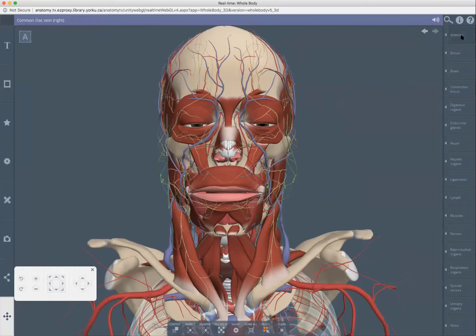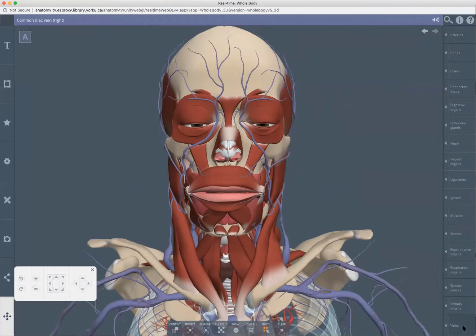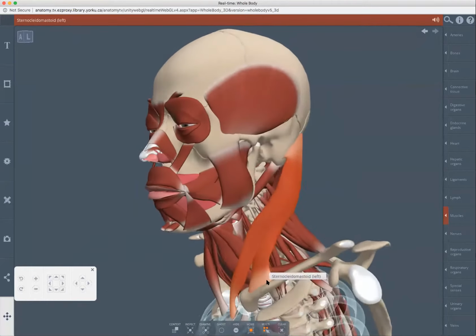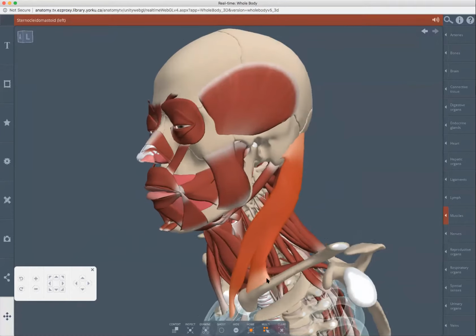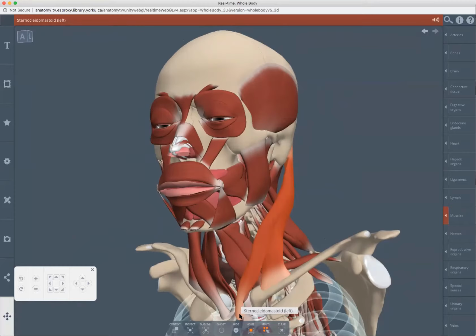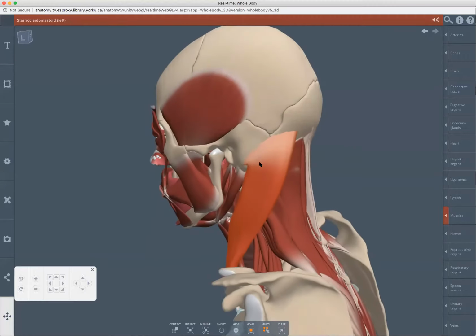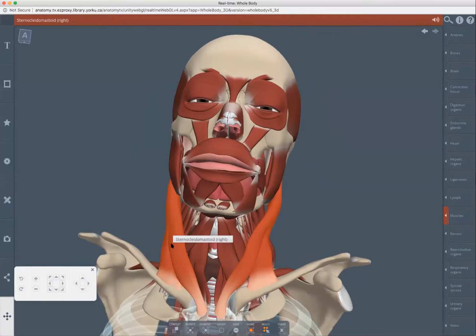Let's get rid of all the vessels, which we will learn a little later. There we go. Up here, we only have one muscle we're going to be looking at, and that's sternocleidomastoid. It gets its name from its location. Sterno, because it's attaching here to the manubrium, cleido, because of its attachment on the clavicle, and mastoid, because it goes up and attaches to the mastoid process of the temporal bone. You'll notice it also goes back onto the occipital bone, and you have one on this side as well.